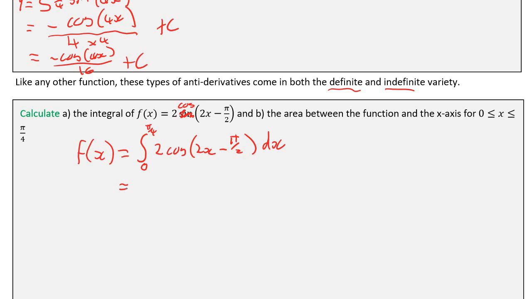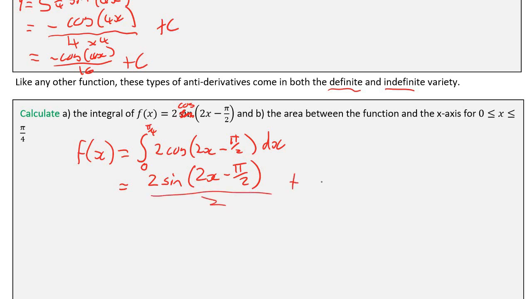I've lost my train of thought. What does cos integrate to? Positive or negative? Positive. So we have 2 sine bracket. Does the bracket change? 2x minus pi on 2. What do I do? Anything else?